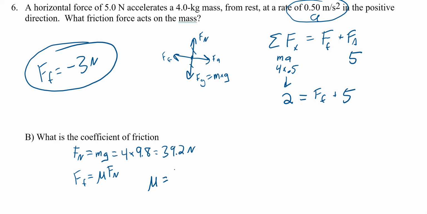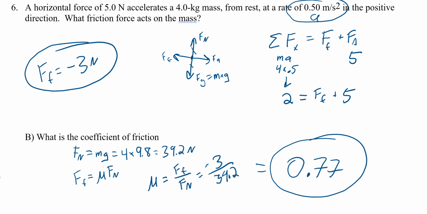You should have force of friction is the coefficient times normal. The coefficient that you're solving for is the force of friction over normal, which is going to be 3 over 39.2. The 3 is negative, but the coefficient is an absolute value. So that should work out to about 0.77 for the coefficient.